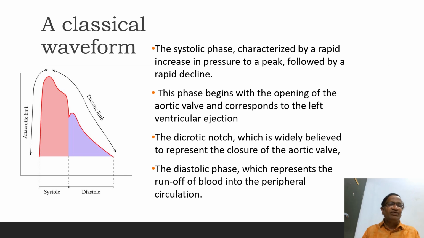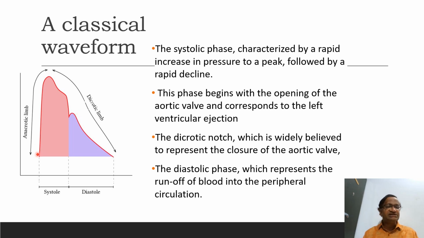Now what are the classical waveforms? Now you see, this is the systolic phase. This is the diastolic phase which starts. And there is a dicrotic notch. And here it goes. This is the peripheral arterial runoff. This is due to the systemic vascular resistance. This dicrotic notch probably is due to the closure of the aortic valve.